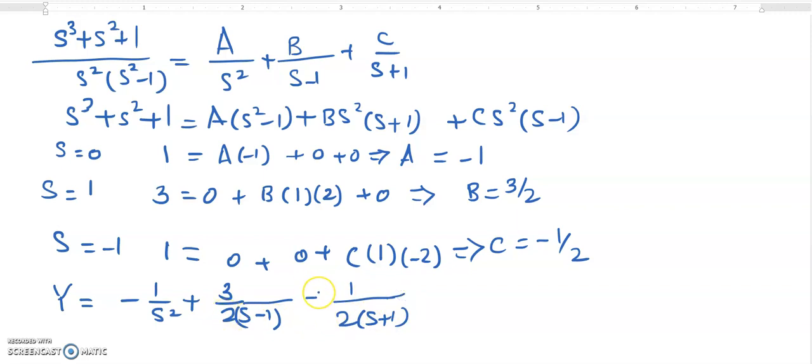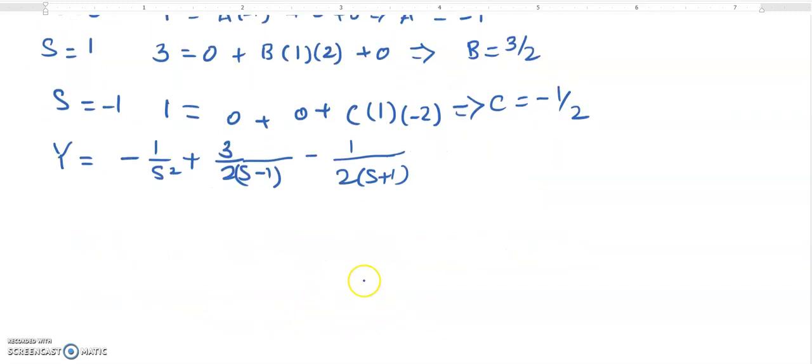So for these terms we now know the Laplace transforms. There may be two ways, both ways are okay. In one way we will apply the shifting theorem, in another way we will apply the hyperbolic function. Anyway, it's fine. So from the table, 1 over s square, the Laplace inverse is t.